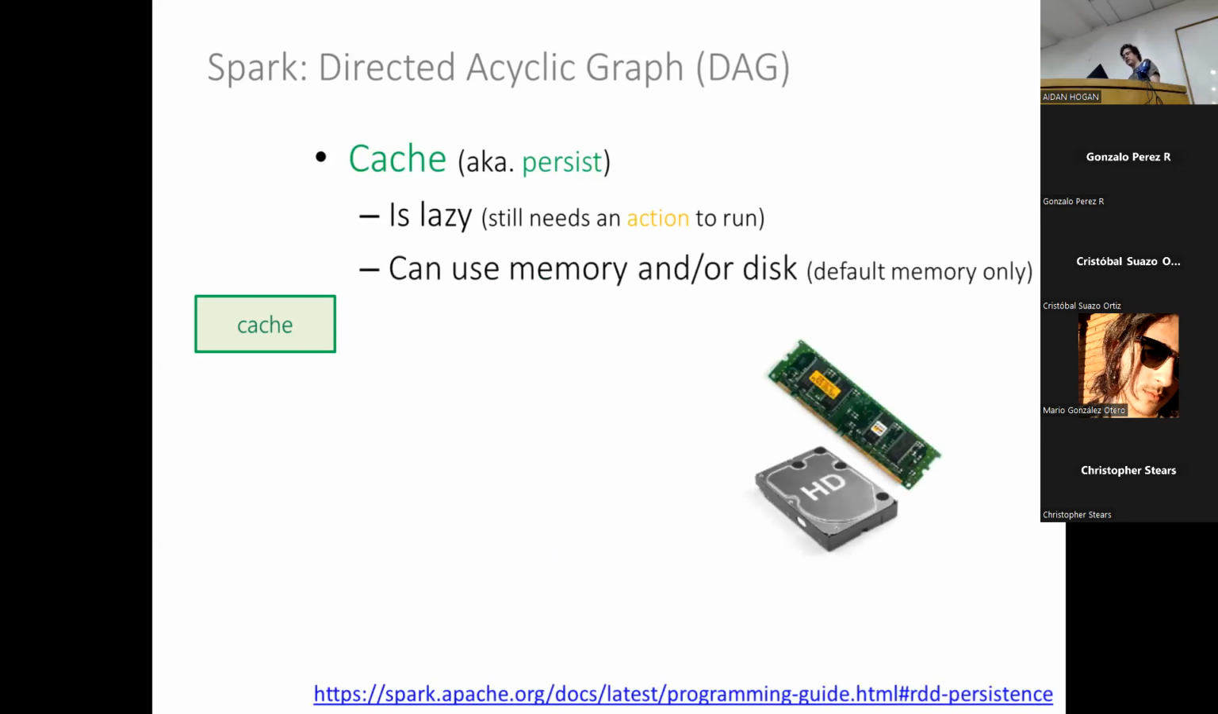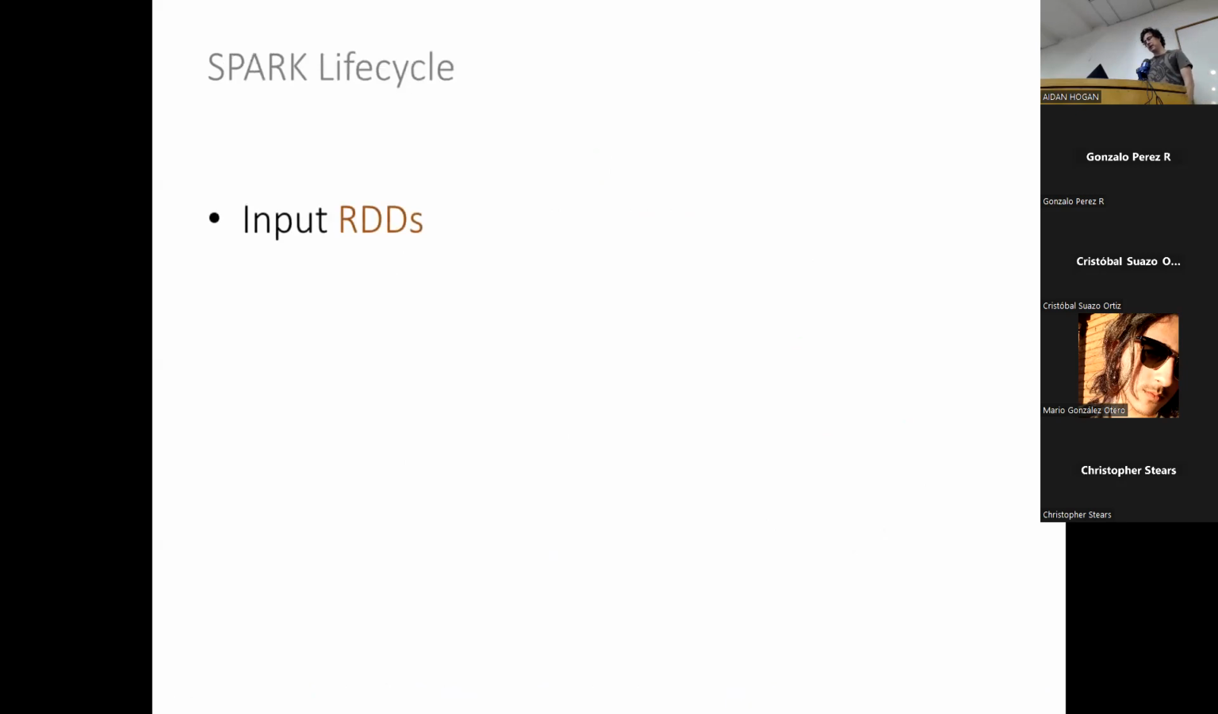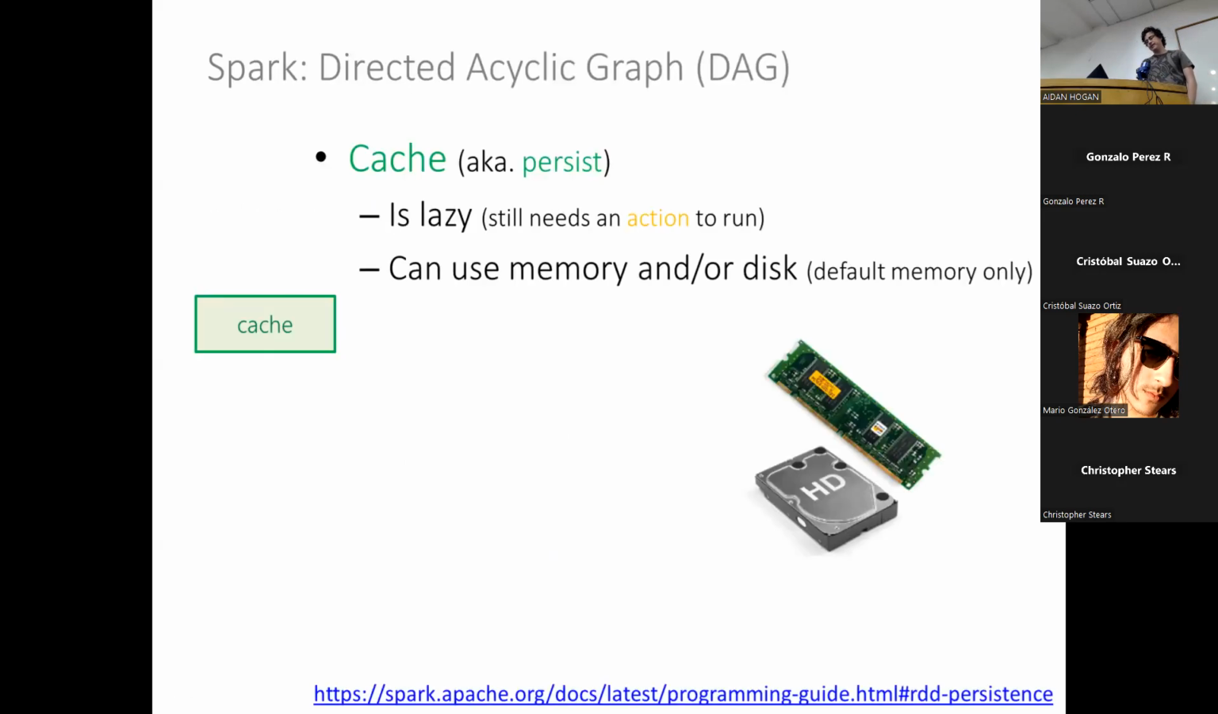We can use memory for this, or disk, or a mix of both. We can use memory, and if need be disk. The default is memory only, so if you're using cache and you run into memory problems, it might be because it's trying to force everything into RAM. Okay, questions about cache? Persist? All good.